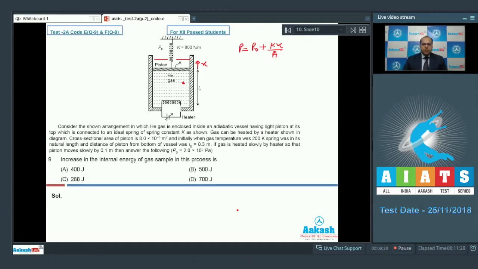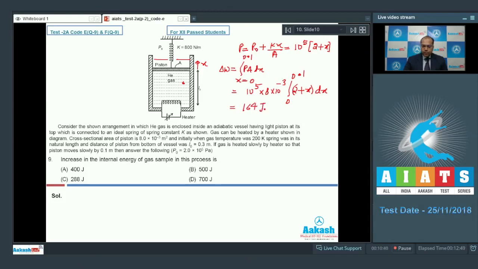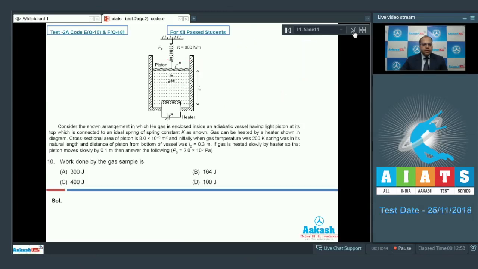Since we have found out the pressure, now we intend to calculate the work done. So the work done dW is P into A dx. Variable is x, and x varies from 0 to 0.1. So if I calculate the pressure by substituting the data, it comes out to be 10 to the power 5 into (2 plus x). So if I substitute the data here, it comes out to be 10 to the power 5 into (2 plus x) into area. The value of area is 8 into 10 to the power minus 3, into dx, and integration x equal to 0 to 0.1. So if I solve this, it comes out to be 164 joule. So the correct answer for question number 10 is option B.